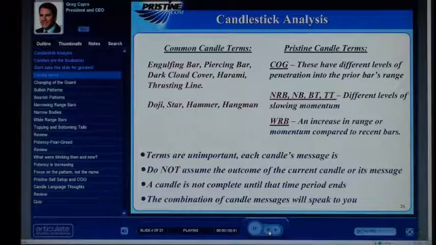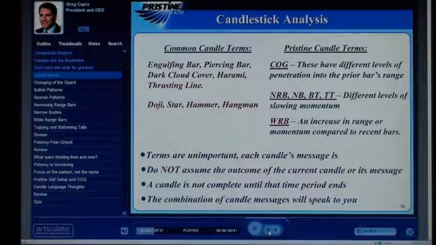On the left side of this slide are common candle terms, which are engulfing bars, piercing bars, dark cloud covers, harami, thrusting lines, doji stars, hammers, and hangman. And there's quite a few more. There's probably at least 50 or 60 different candle names of different types of patterns. In the end, really the terms are going to be unimportant, and you'll see why. It's not necessary for us to remember these names.